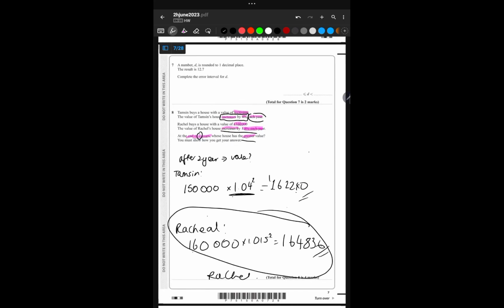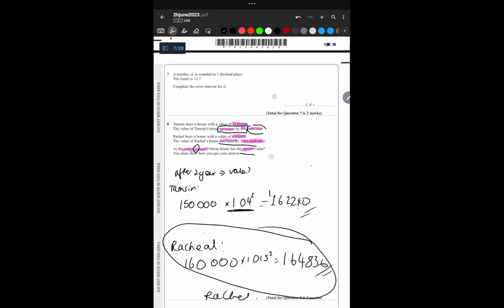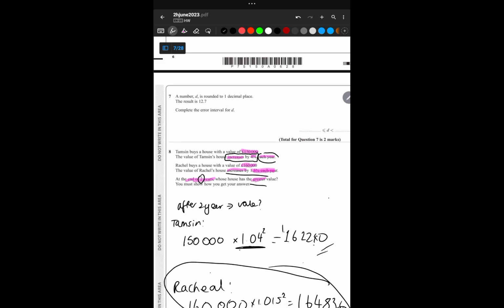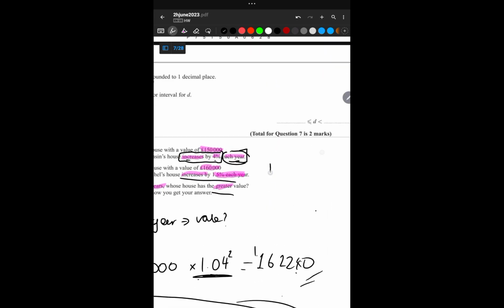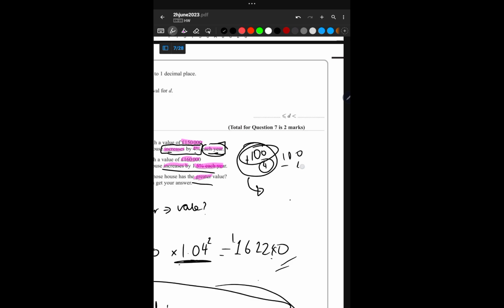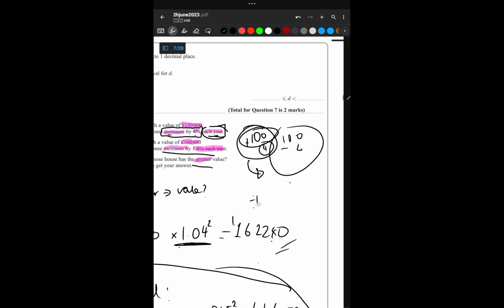And this question can be very easy if we identify the keywords, hence why I highlighted it. Increases by 4% each year, which means you add your percentage to 100, because your percentage is already 100, and if it's increasing, you're adding 4 to your original. If it decreases, you're subtracting from the original, and then you divide by 100.